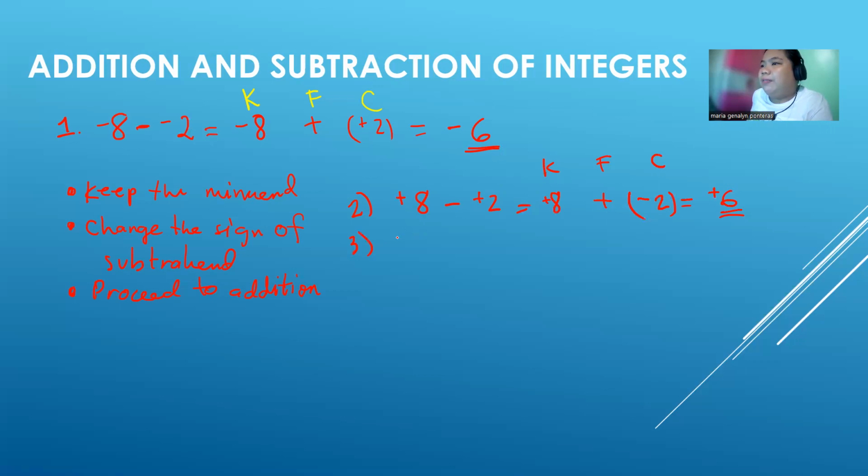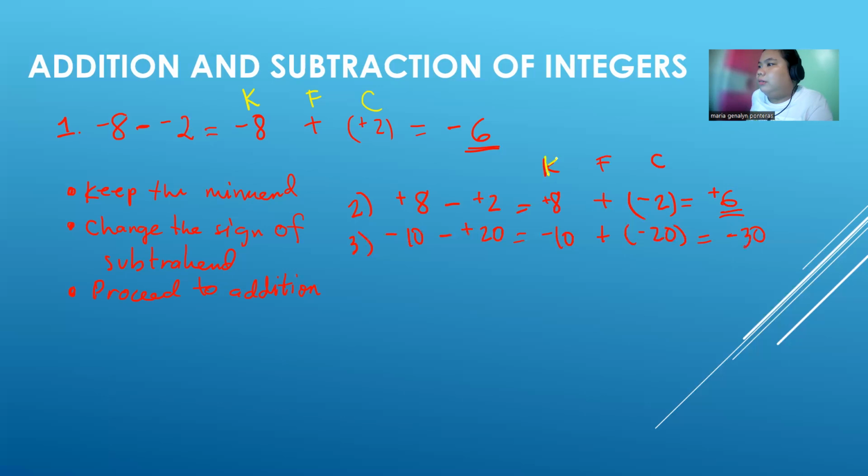So let's say different signs naman tayo, no? Negative 10 minus positive 20. So using KFC, keep the minuend, flip the operation, and change the subtrahend. That would be negative 10 plus negative 20. That would be negative 30.